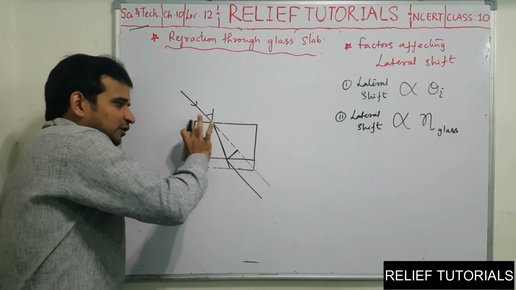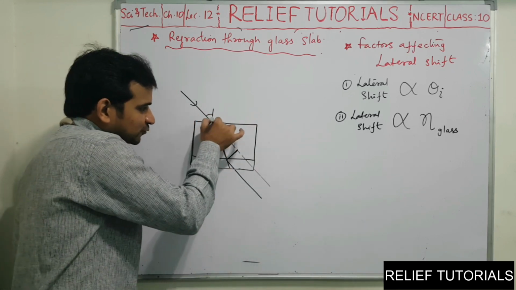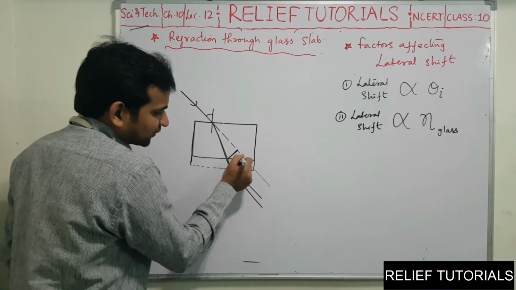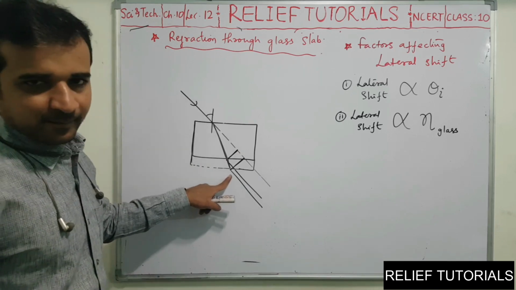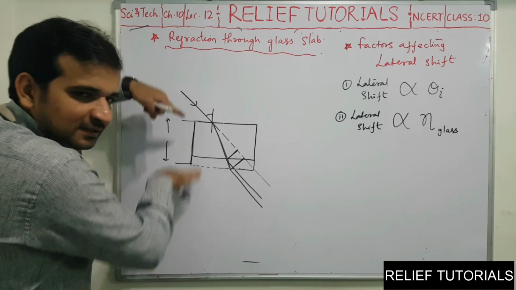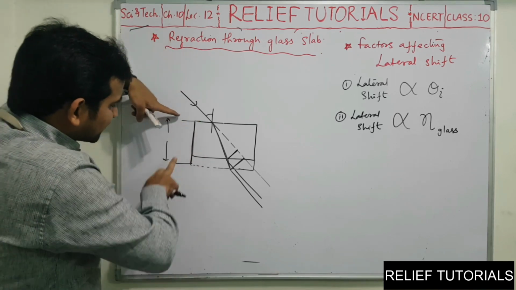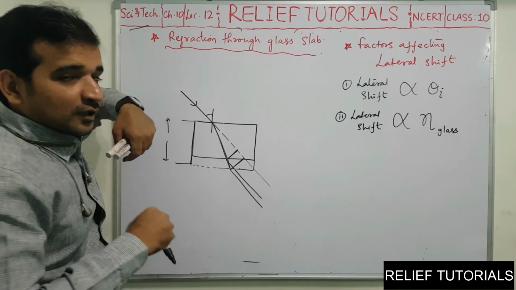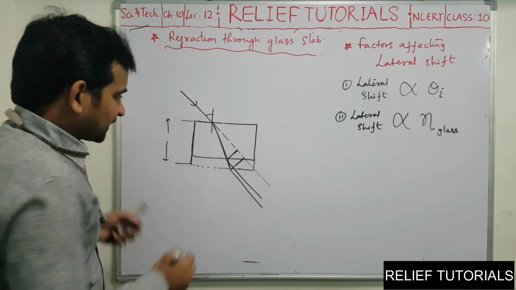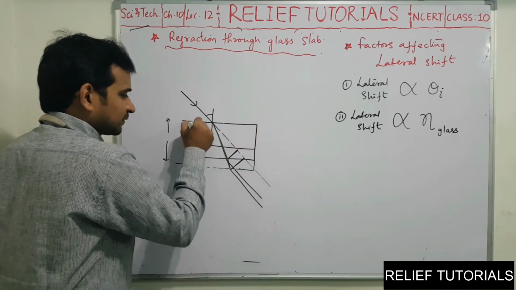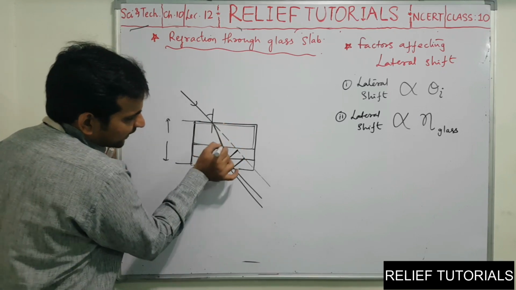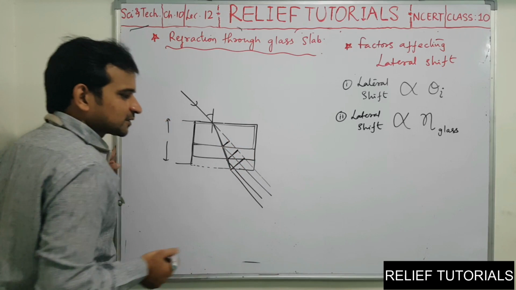But because the distance between these two interfaces is slightly more, the ray has to travel more distance in the glass itself, and then it comes out like this. So the lateral shift slightly increases. As the distance between these two parallel interfaces increases, the light ray has to travel more distance in the glass slab, so the lateral shift increases. If you take this type of glass slab, the light ray has to travel a very short distance in the glass slab and comes out like this. So this is the lateral shift.